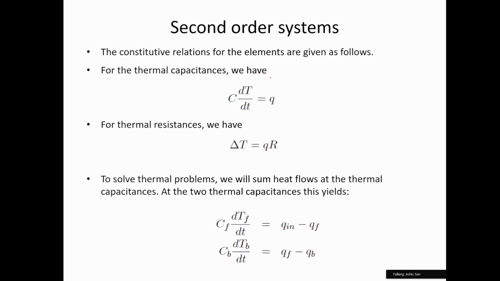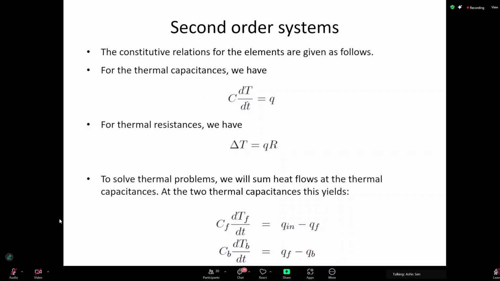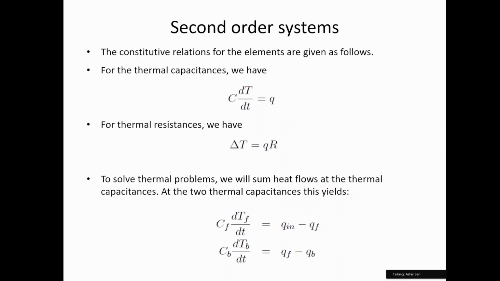So we write down the constitutive relations. For the thermal capacitance, we have the capacitance C times the temperature change: C dT/dt gives us the heat flux. This is the conservation of energy. The rate of change of temperature of the object times the capacitance will give you the heat released or heat absorbed, right? This is the first law of thermodynamics.